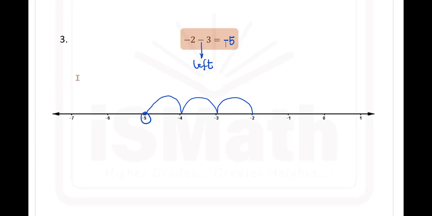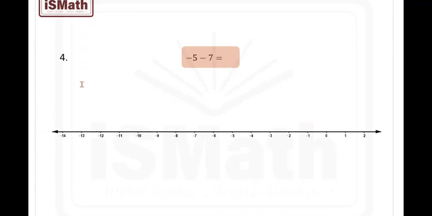Let's take another one. -5 -7. So I'm going to start at -5, and then I'm going to go towards the left because of this minus. It says subtract 7 from -5. So you're going to be going backwards or leftwards, from right to left. That's what the movement will have to be.